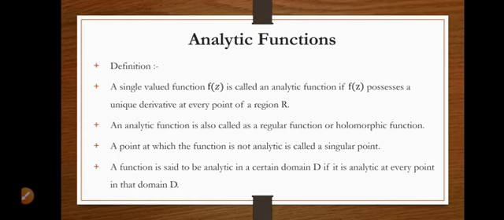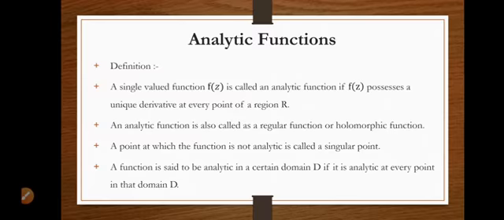A function is said to be analytic in a certain domain D if it is analytic at every point in that domain D. So this is the same as the continuity in the region R of the function f of z. On the same parallel line, if the function is analytic at each and every point of the domain D, then it is said to be analytic in that complete domain D.